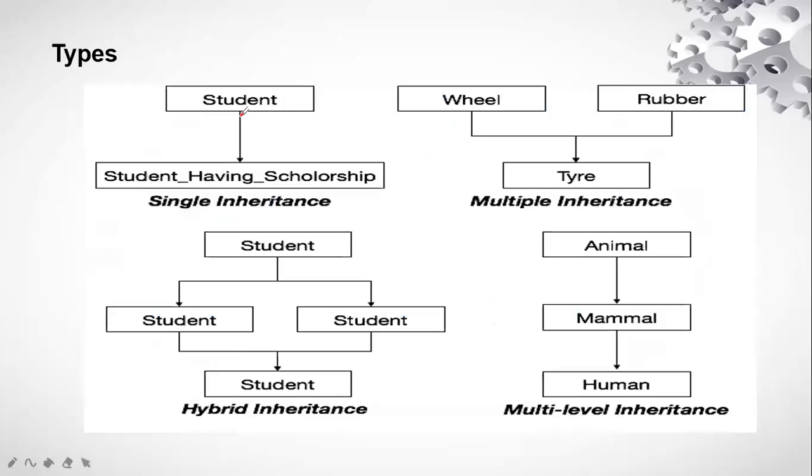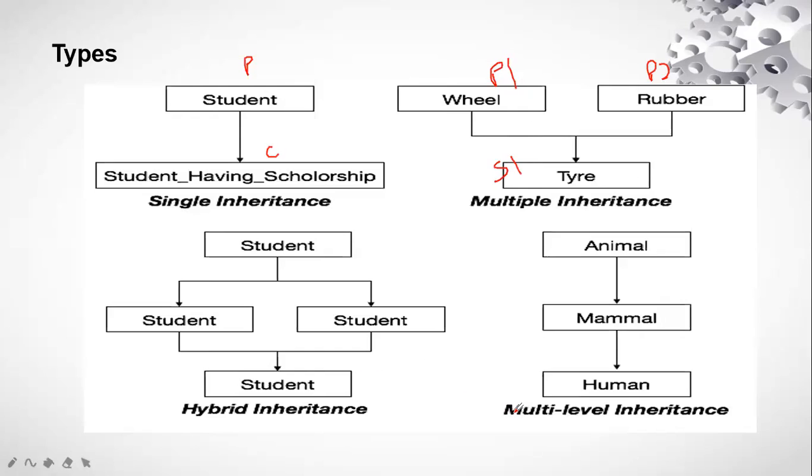Let's see how it is. This is single inheritance. A student having a scholarship will have the same properties as a student, certain properties. So it is a parent class and a child class. Okay. Next, let's say tire. Tire is inheriting certain properties from parent class 1, that is wheel, and parent class 2, that is rubber. So there are two parent classes and one subclass which is inherited from these classes.